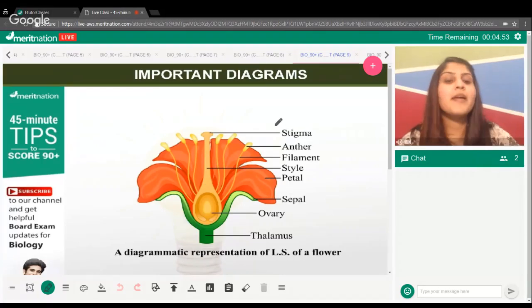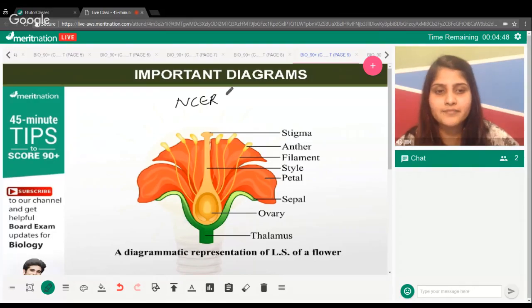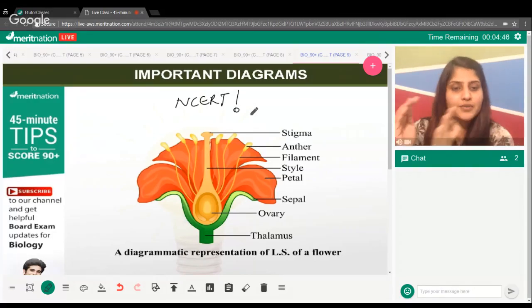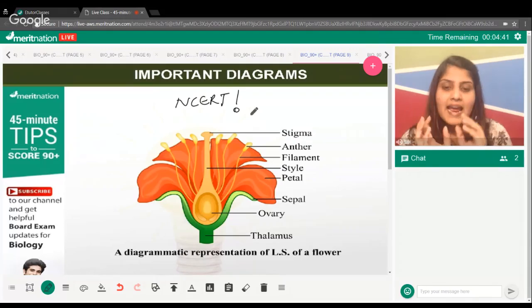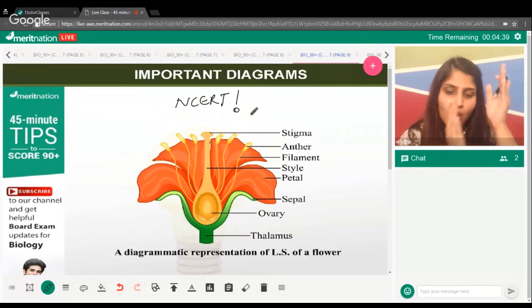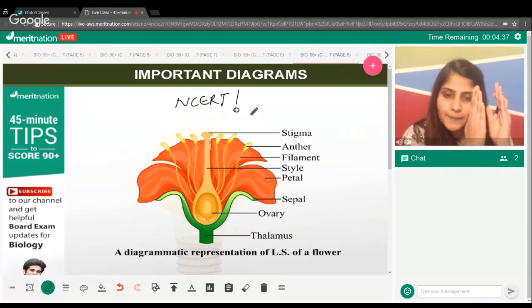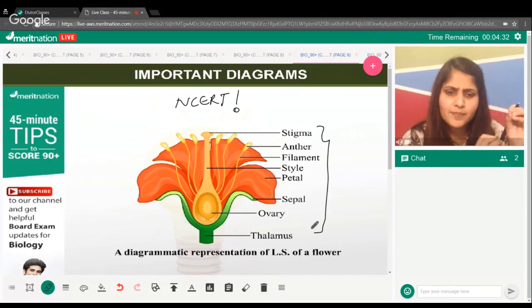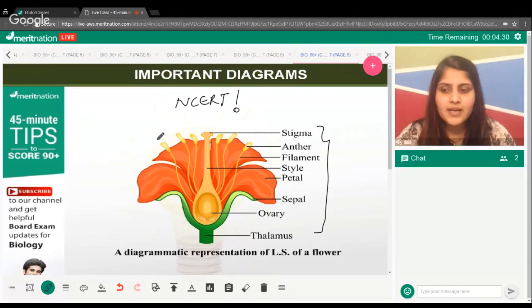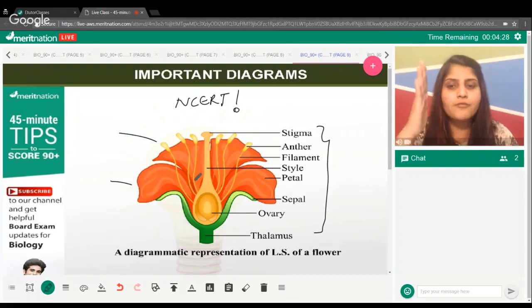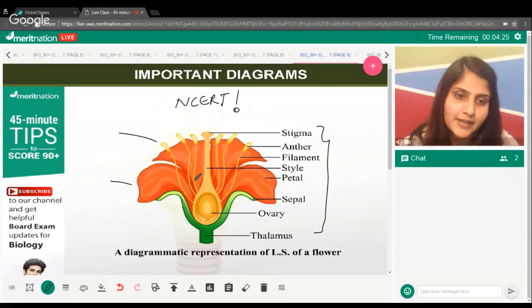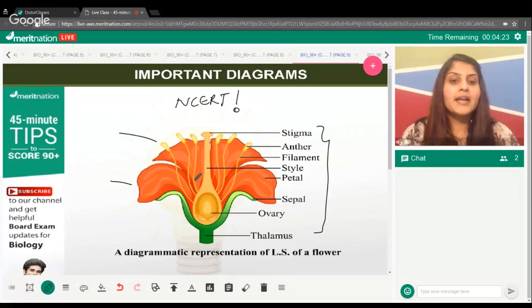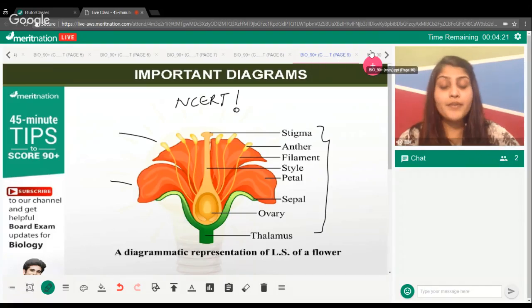Now, these are some famous diagrams from your NCERT. Can you see here? There is one pattern. They have drawn a diagram and the labeling is done on one side. So please make sure that your labeling is done perfectly on one side. If it is not possible, then you can have two or three labels coming out on the other side, but follow a particular order in your labeling.